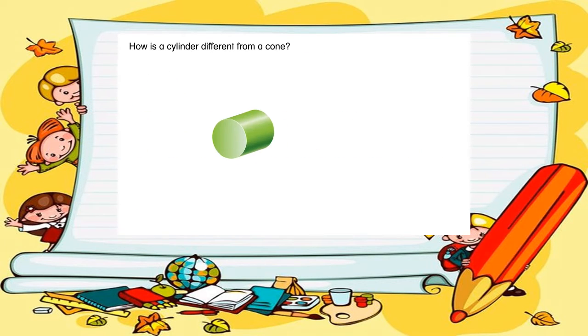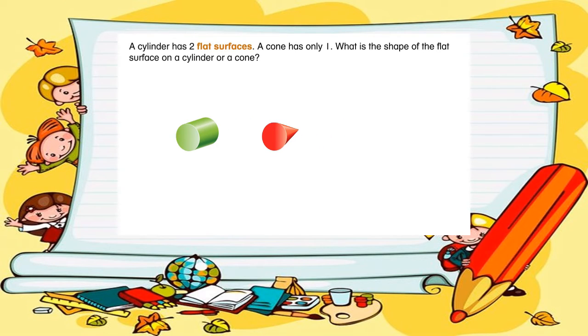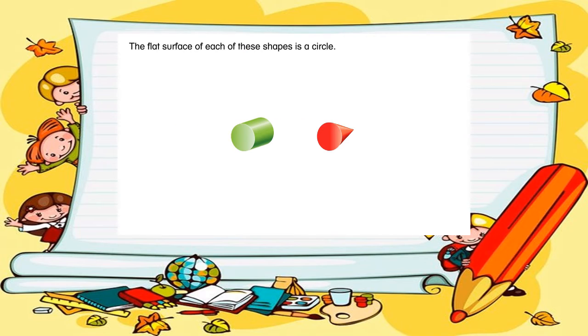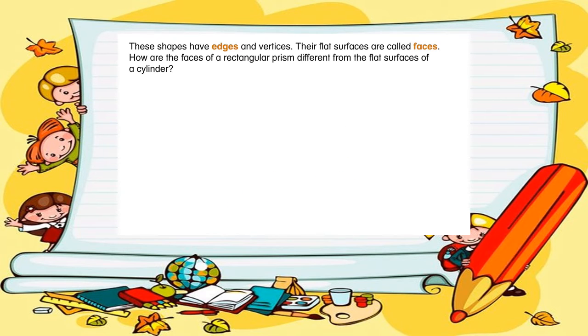How is a cylinder different from a cone? A cylinder has 2 flat surfaces. A cone has only one. What is the shape of the flat surface on a cylinder or a cone? The flat surface of each of these shapes is a circle. These shapes have edges and vertices. Their flat surfaces are called faces.